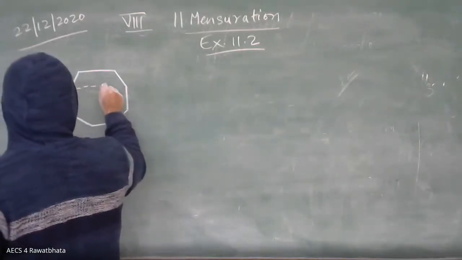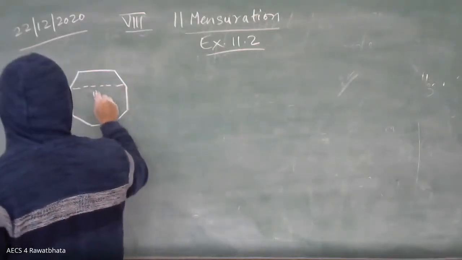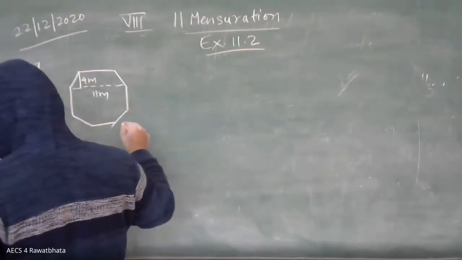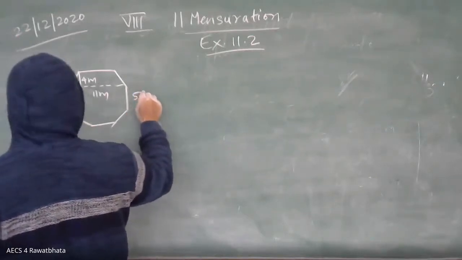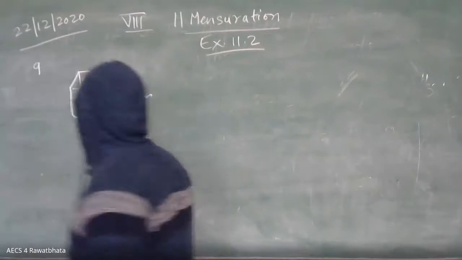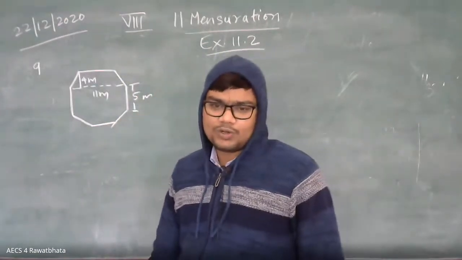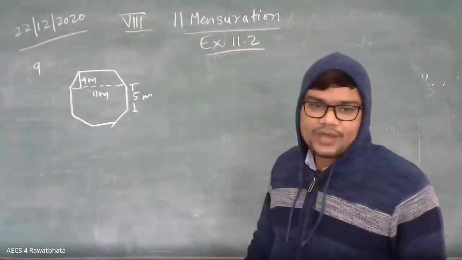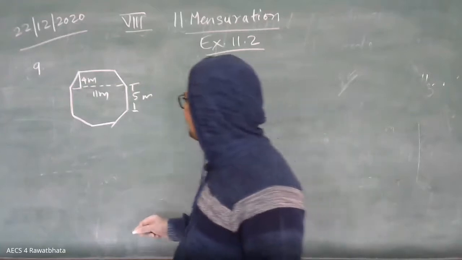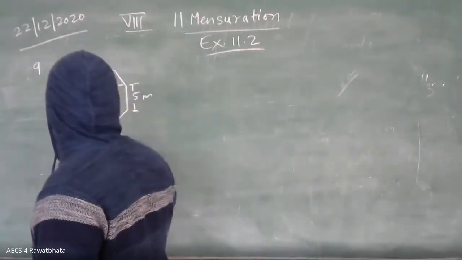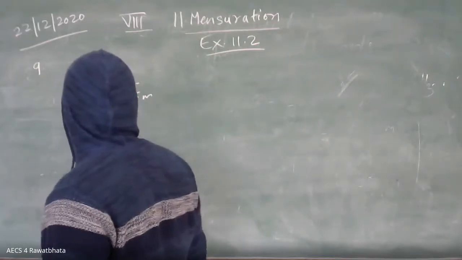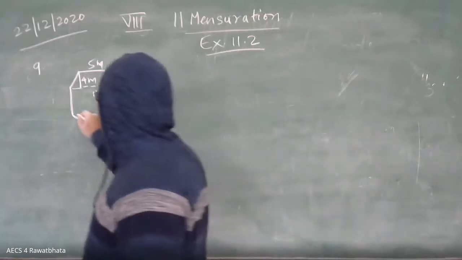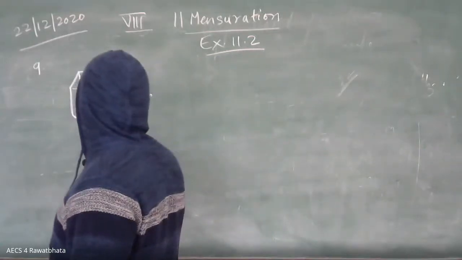So this length is 11 meters. This is 4 meters. And this is 5 meters. Since it is a regular octagon, all the sides are of 5 meters. This is 5 meters, this is also 5 meters. And this side is 11 meters.